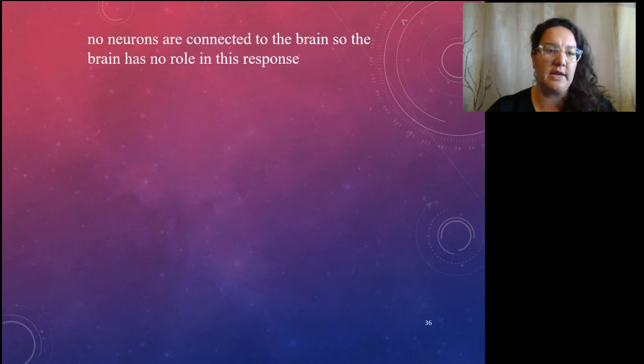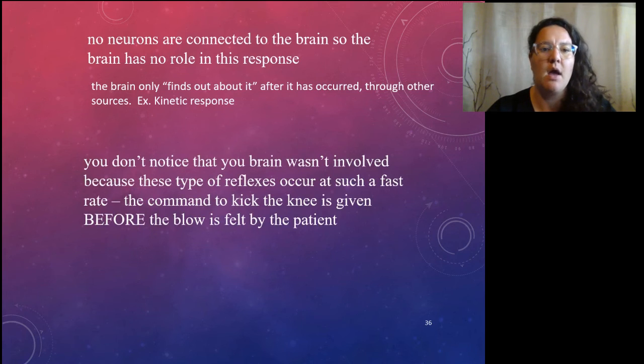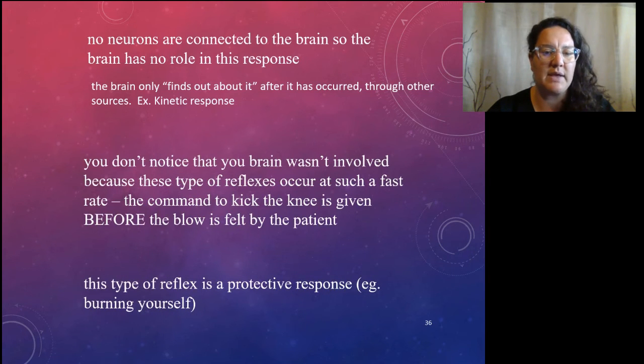No neurons are connected to the brain, so the brain has no role in this response. It only really finds out about it after it's occurred through other sources, such as kinetic response or through visual information. We don't notice the brain wasn't involved because these reflexes occur so fast. The command to kick the knee is given before we feel the blow of the hammer on our knee.